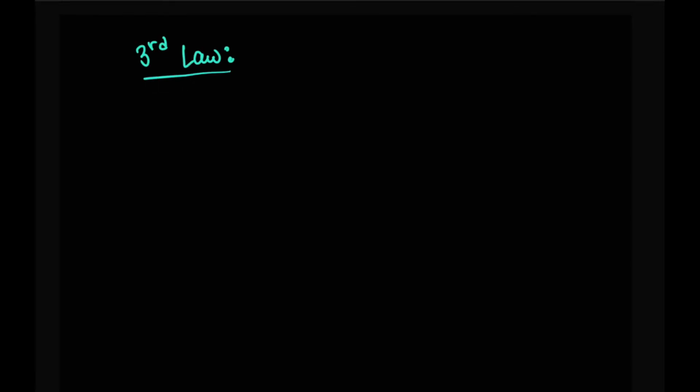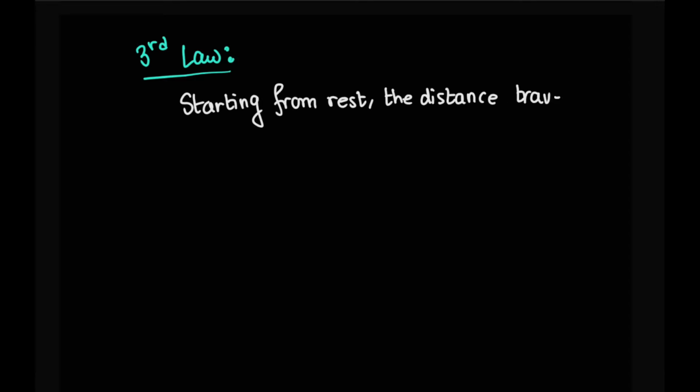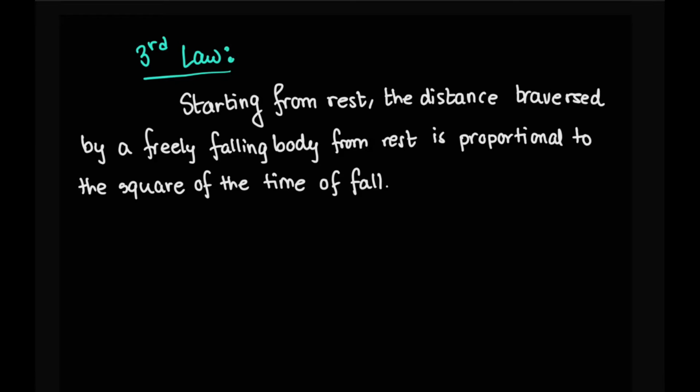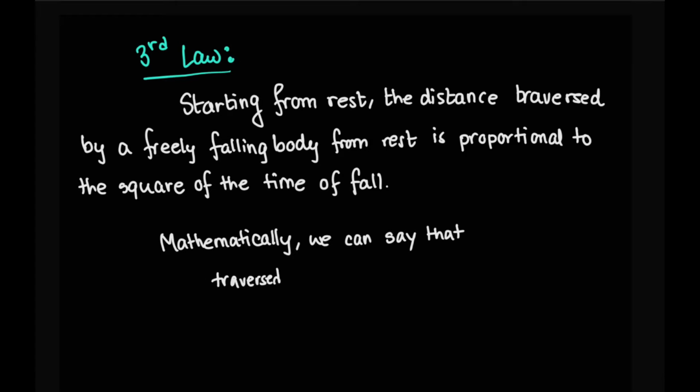The third law of Galileo says that starting from rest, the distance traversed by a freely falling body is proportional to the square of the time of the fall. And mathematically, we can say that the traversed distance h is proportional to the square of the time taken, which is denoted by t, of course.